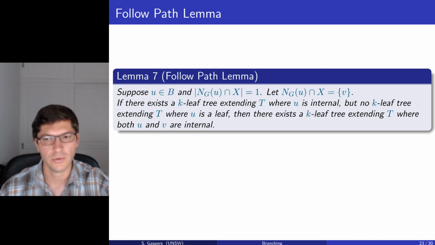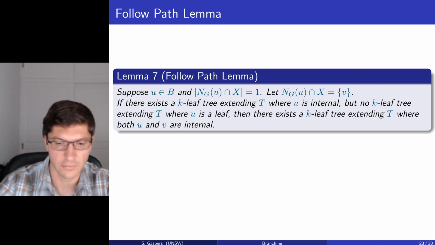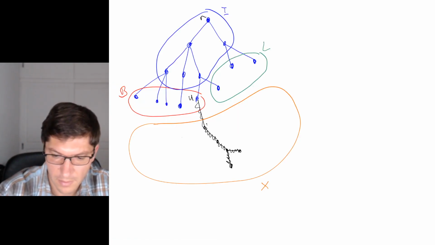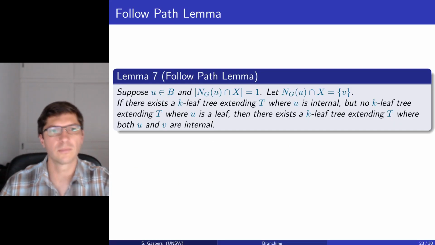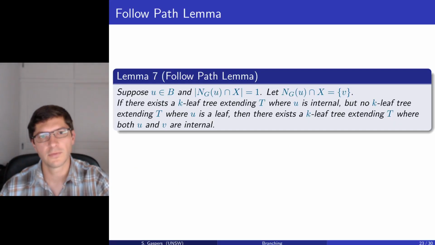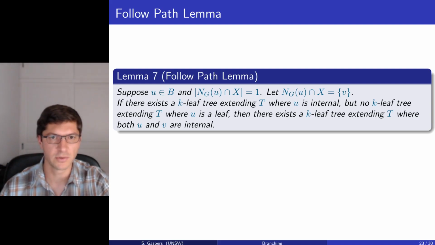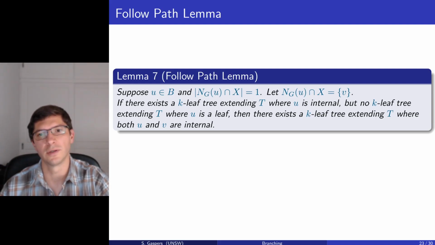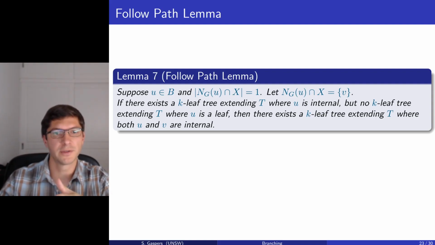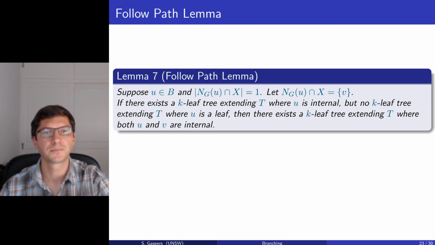So suppose u is a branching node. It has one external neighbor that's called v. Now, if there exists a k-leaf spanning tree that extends T where u is internal, but there's no k-leaf tree extending T where u is a leaf, so if we actually have to branch in such a way where we make u internal, then there's a k-leaf tree that extends T where both u and v are internal.